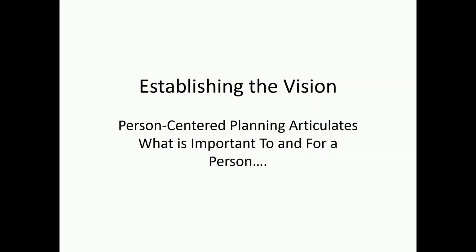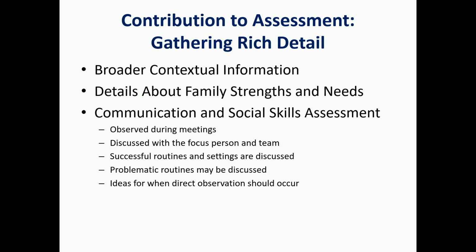A person-centered plan helps to articulate what is important to and what is important for a person. So the more contextual information we can gather, with details about family strengths and needs, communication and social skills assessment, so how that individual may interact with others, all of this information contributes to the functional behavior assessment. We need to know about the strengths of the individual and where they perform well in order to know how we could build off of those strengths in teaching moments so that we can have the best laid plans for our positive behavior support plan.